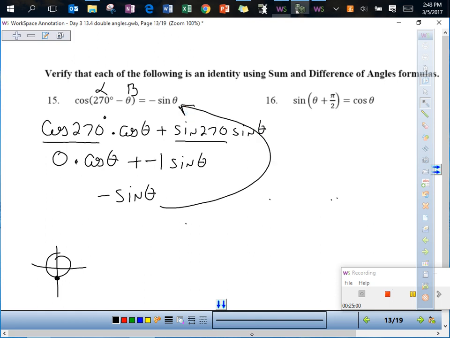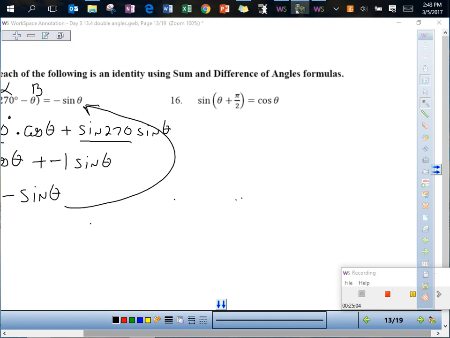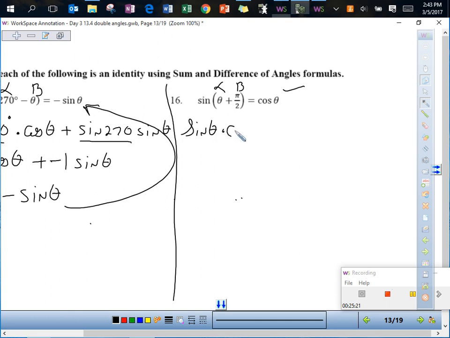So guys, that's all we're doing on those. Here's your number 16, my last one. Here's your alpha. Here's your beta. Ignore that guy for just a little bit. Use your sine of alpha plus beta formula and write it out. So I'm going to have sine of theta times cosine of pi halves plus cosine of theta times sine of pi halves.